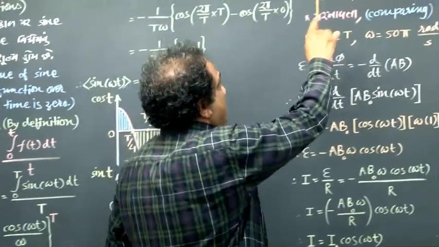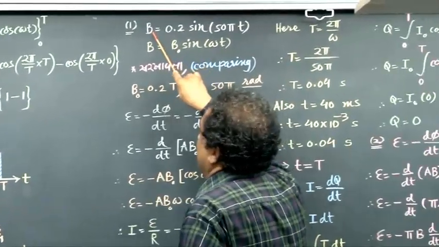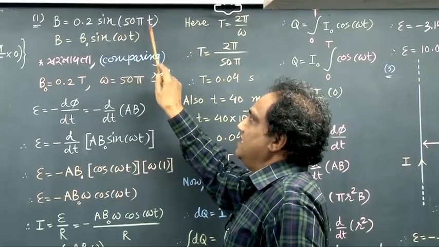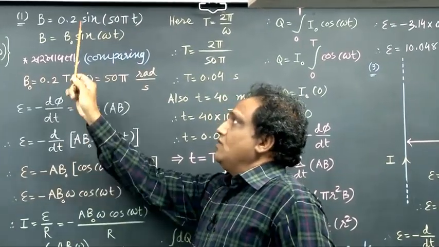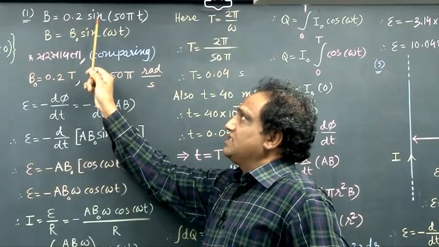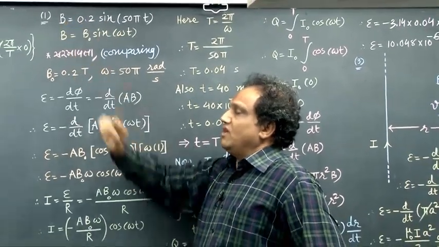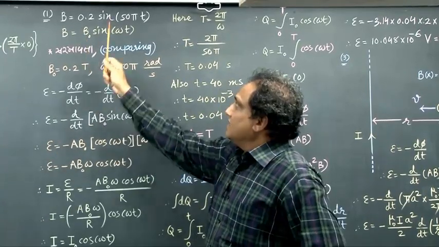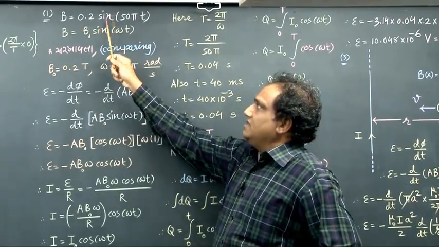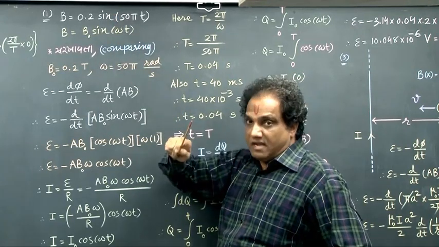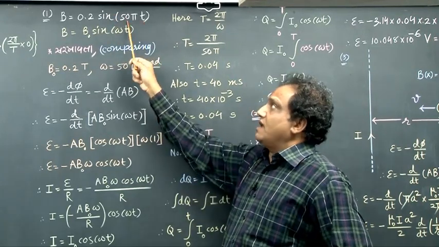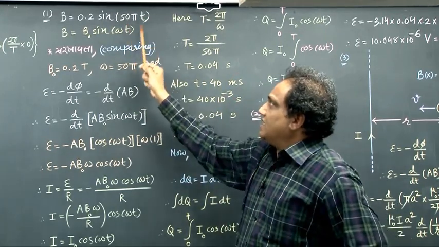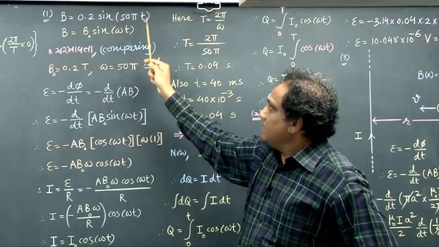Look, they have given the magnetic field by this formula: 0.2 sine of 50 pi t, in Tesla. Now the multiplier of this sine function gives you the maximum value of the magnetic field. Let it be shown by the symbol B0. Suppose this sine as it is. Now inside the sine function you can expect an angle. In that angle, the coefficient of time is always going to give you the angular frequency, which I am showing by the symbol omega t.